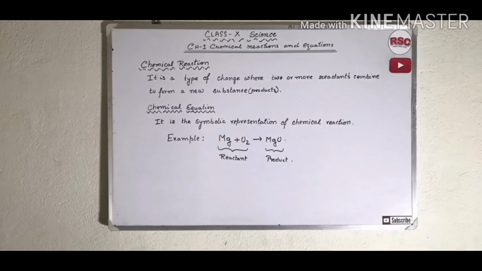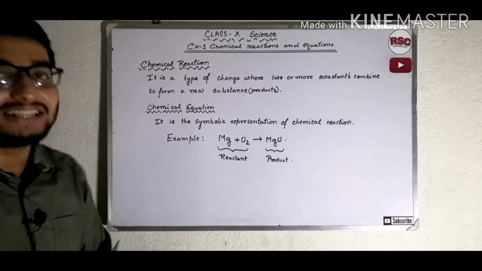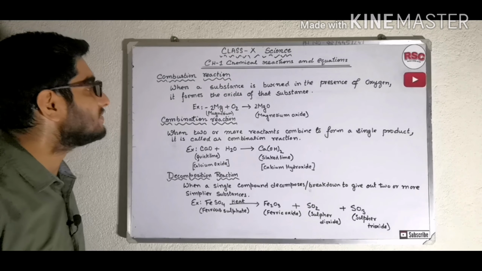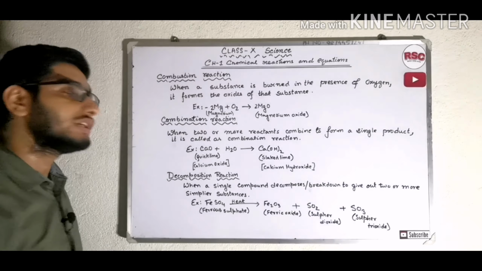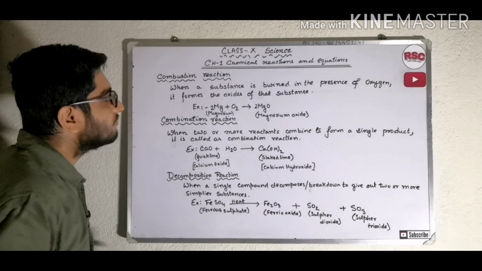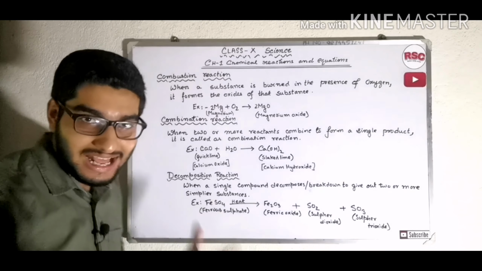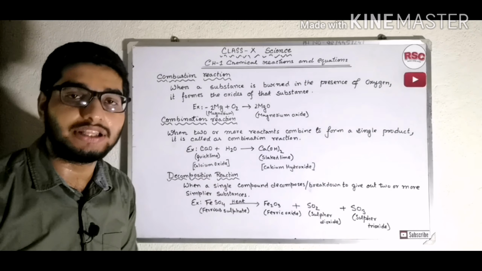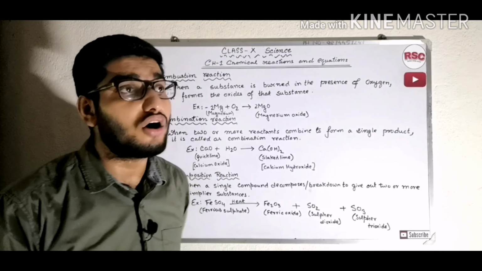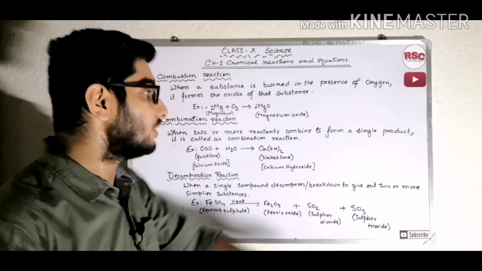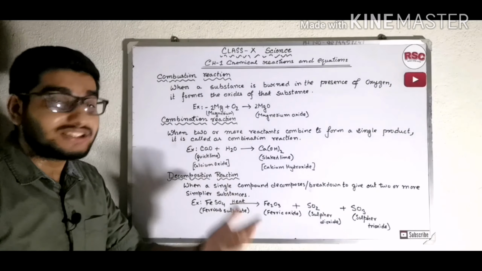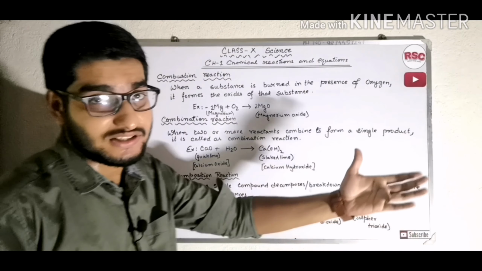Now I will come to the next topic, that is the types of reaction. First is the combustion reaction, students. What is a combustion reaction? When a substance is burned in the presence of oxygen, or you can say when we burn anything in air, it forms the oxide of that substance.